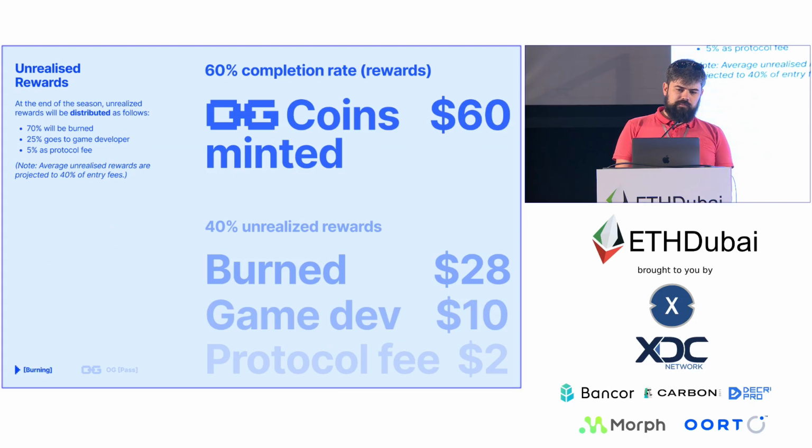In this example of $100 that are entering the system, we are aiming to have 40% of unrealized rewards, which is projected to be in some average scenario. So in that case, $60 will be minted into the bucket for the Open Gaming coin. $28 will be burned, which increases the price of those coins. The game developer takes $10 and the protocol fee will be $2.